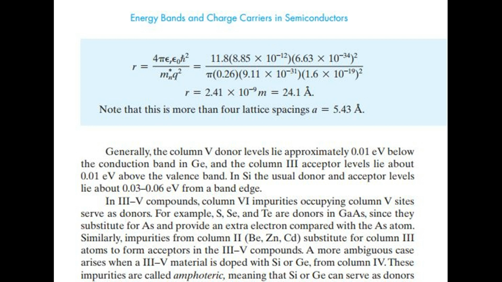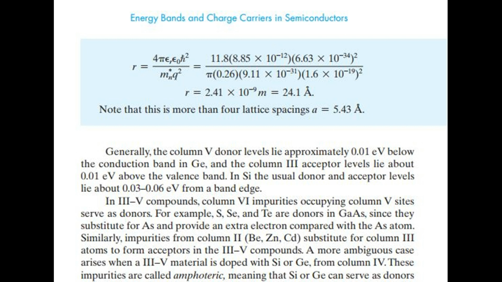In III-V compounds, column 6 impurities occupying column 5 sites serve as donors. For example, sulfur, selenium, and tellurium are donors in gallium arsenide, since they substitute for arsenic and provide an extra electron compared with the arsenic atom. Similarly, impurities from column 2, beryllium, zinc, and cadmium, substitute for column 3 atoms to form acceptors in the III-V compounds.